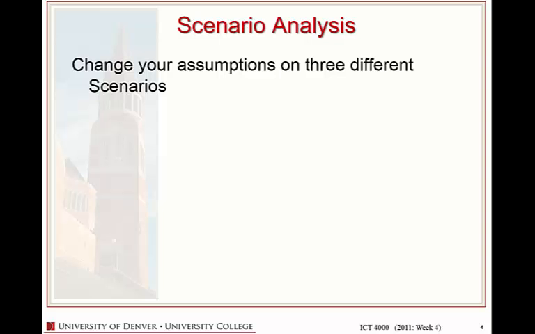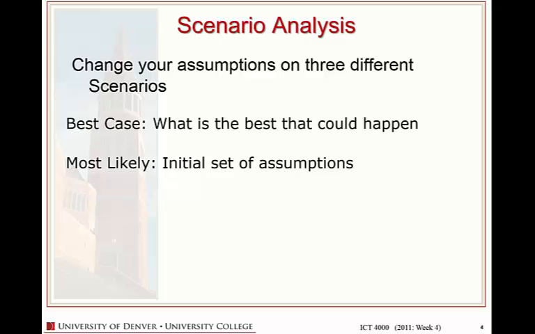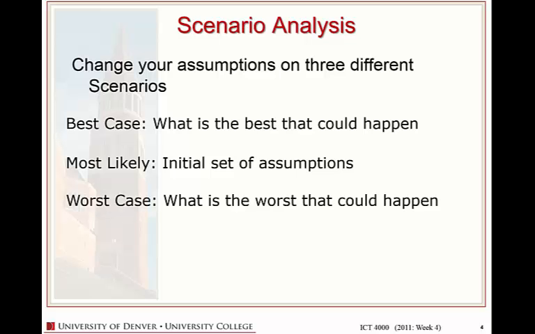So we're going to focus on 3 scenarios in this example. You could do more, but for simplicity's sake, we're going to do 3. We're going to do the most likely case, which is the initial set of assumptions. And then we will do the best case, which is the best that you could expect to happen. And then we will also do the worst case, which would be the worst that you could expect to happen.